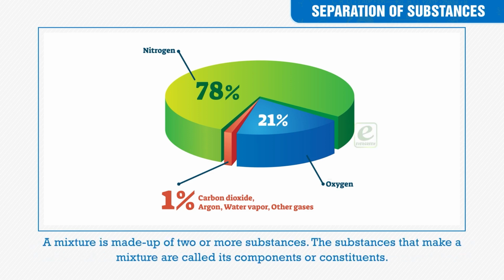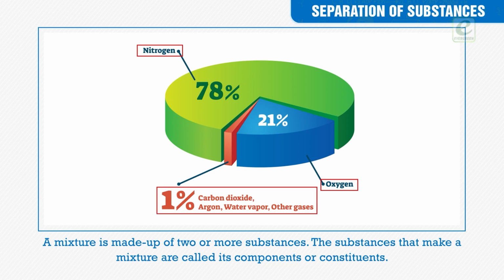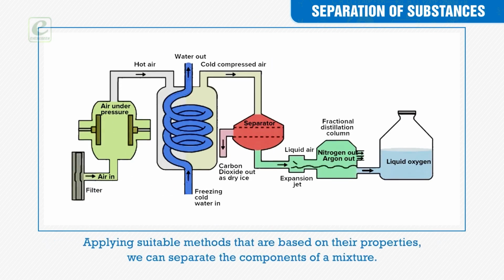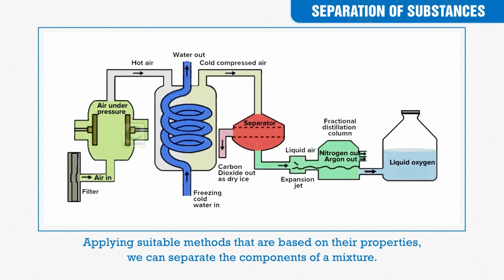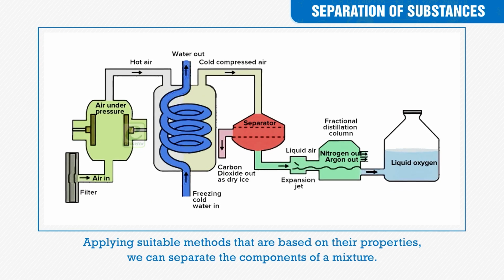A mixture is made up of two or more substances. These substances that make a mixture are called its components or constituents. Applying suitable methods that are based on their properties, we can separate the components of a mixture.